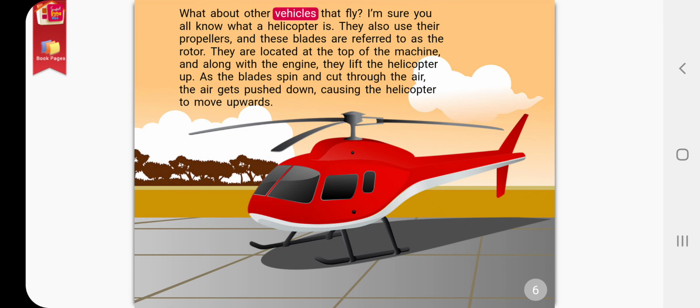What about other vehicles that fly? I'm sure you all know what a helicopter is. They also use propellers, and these blades are referred to as the rotor. They are located at the top of the machine, and along with the engine, they lift the helicopter up. As the blades spin and cut through the air, the air gets pushed down, causing the helicopter to move upwards.